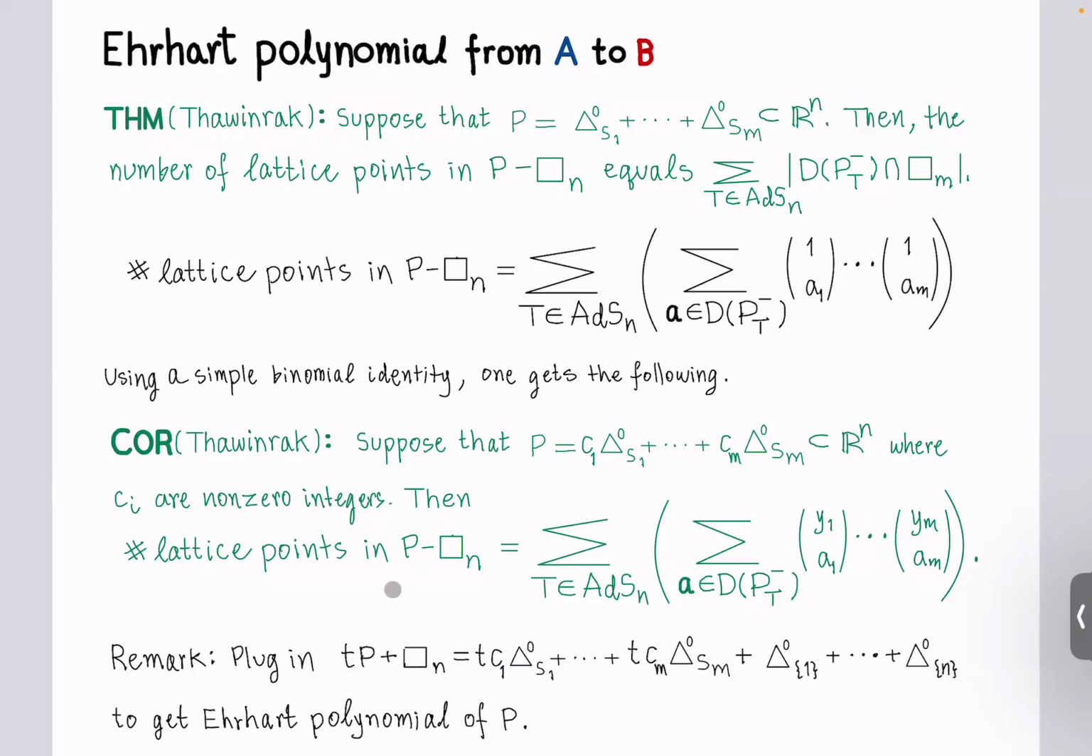And then, well, you might say, you want to tell me the Ehrhart polynomial? This is not the Ehrhart polynomial. But you can compute the Ehrhart polynomial by plugging in t times P plus the n cube, which is equal to scaling this Ci by t, and then you add other terms into this formula, and you're going to get the Ehrhart polynomial of P. Any question so far?